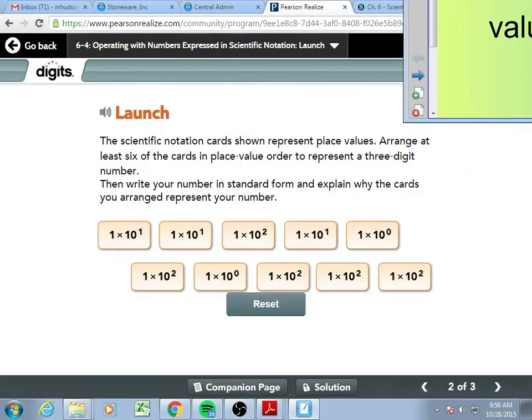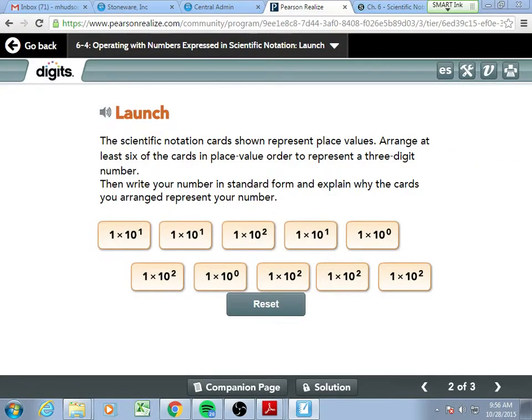It is October 28th. Today we're doing lesson 6-4. Some of you already started and tried the homework last night and you found out it's a little bit difficult. So we want to go through how we're going to talk about operations with scientific notation. But first we just want to do a little bit of review.